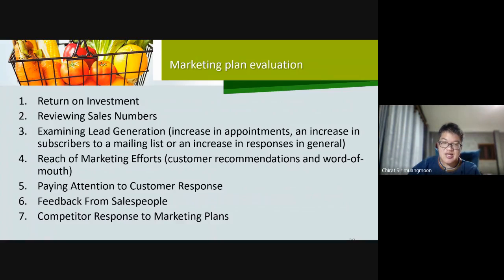Competitor response to the marketing plan. I would say if you have a good plan, the competitor will try to copy your plan. But if they ignore your plan, that means it's not a good marketing plan, because we fight together. They need to compete with the same marketing plan.